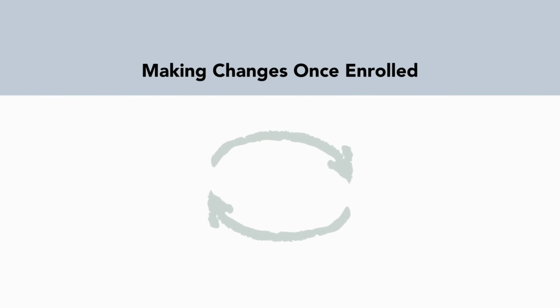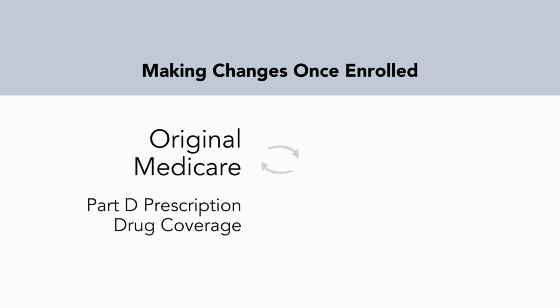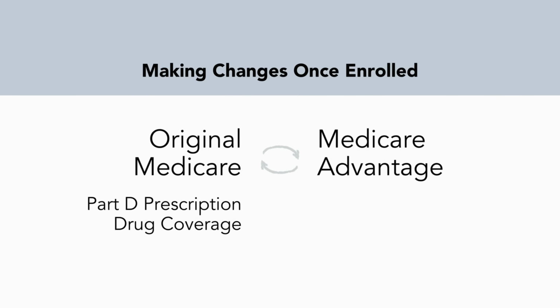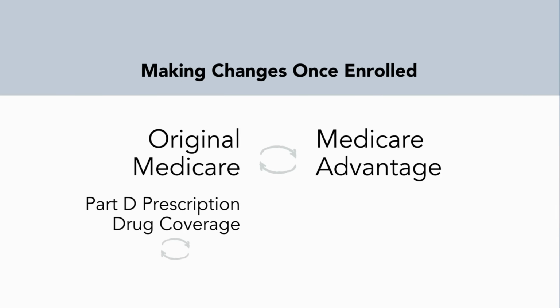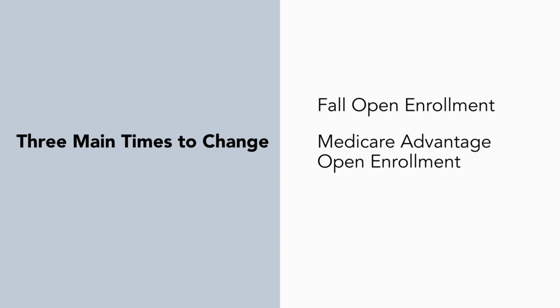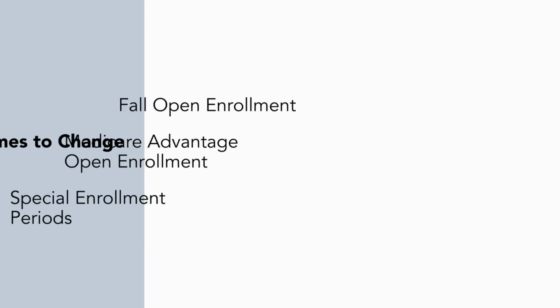There are two pathways for receiving Medicare benefits: Original Medicare with or without Part D prescription drug coverage, or through Medicare Advantage, which typically includes Part D prescription drug coverage. Once enrolled, some people want to switch between Original Medicare and Medicare Advantage, or if they have Original Medicare, they may want to switch just their Part D plan. There are three main times one can change their coverage: the Fall Open Enrollment Period, Medicare Advantage Open Enrollment, and Special Enrollment Periods.